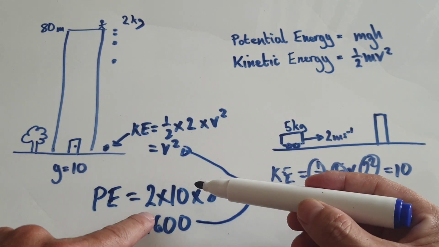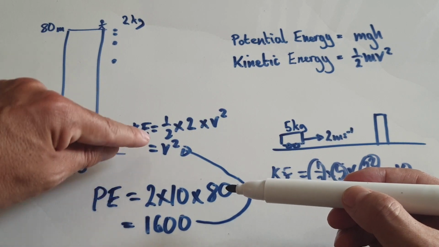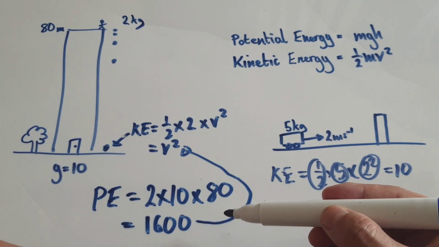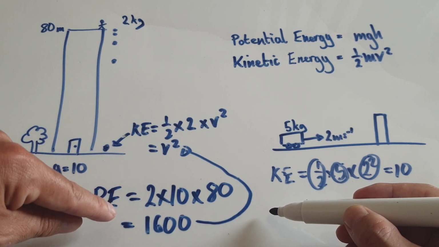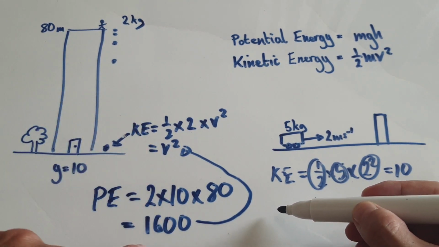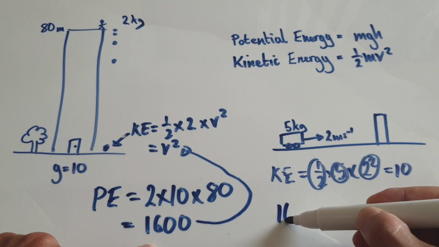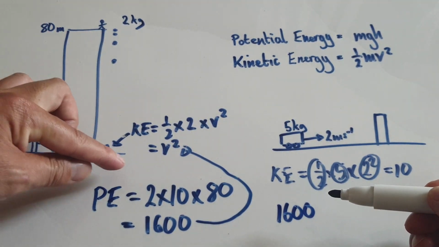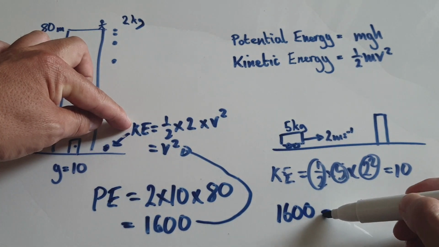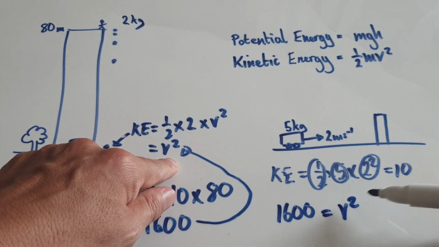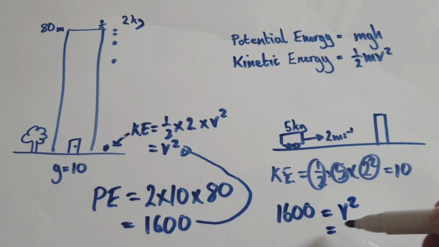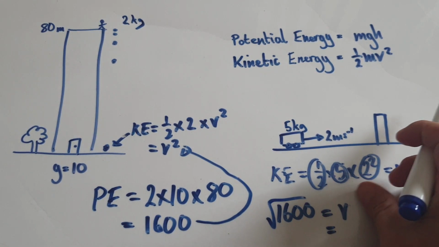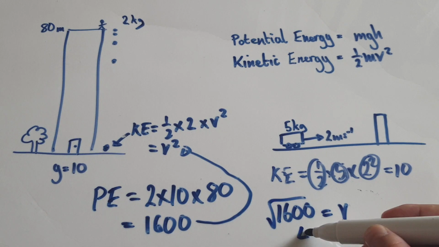So if you want to know the velocity, you set this to be the same as the kinetic energy. So let's set the two to be the same, because the loss in potential energy gets converted into kinetic energy. So kinetic energy is v squared. So if you want to know the velocity, it would be the square root of this thing here. So the velocity would be the square root of that thing, which would be 40.